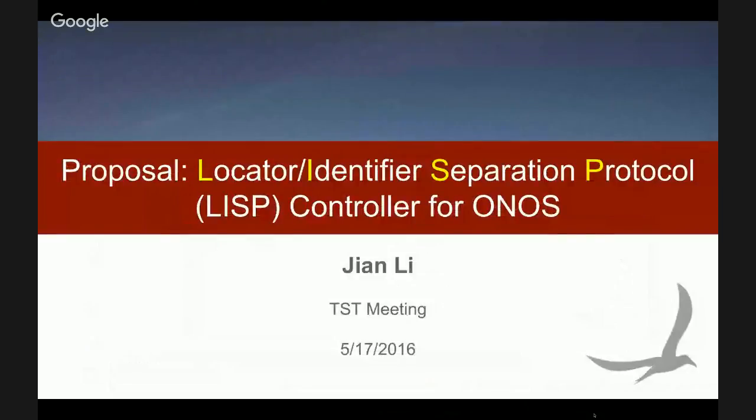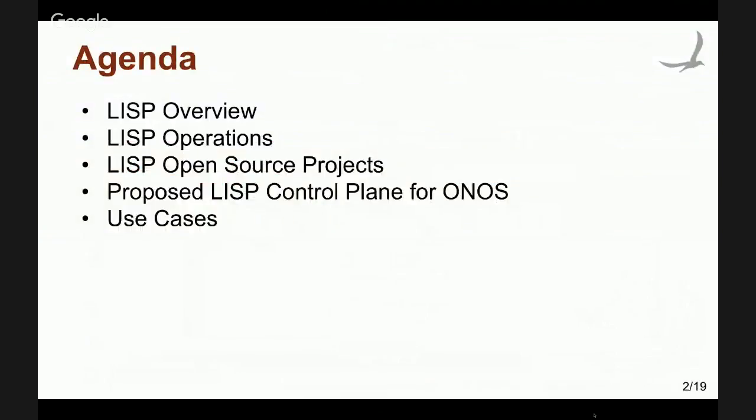Okay. Perfect. So today I would like to make a proposal for the Lisp controller for ONOS. So Lisp stands for Locator Identifier Separation Protocol. So this protocol was initiated by Cisco at first, and now it's an open protocol. So there are lots of RFCs already available.